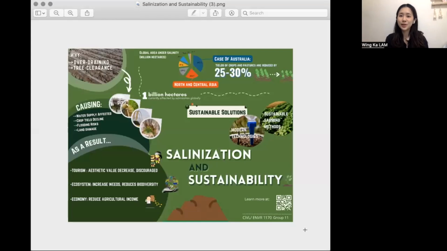Hi everyone, we are Group 11 and we have chosen salinization and sustainability as our poster topic. We will be introducing first the causes of salinization, followed by the effects it brings on crop yield and food supply. We will also talk about the results it has on other sectors in the long run, and finally, the sustainable solutions to the problem. So now, Jintong could tell us more about why salinization happens.